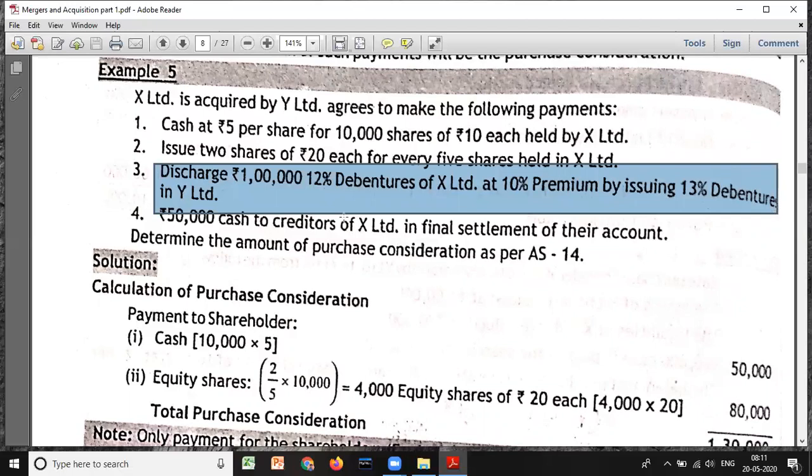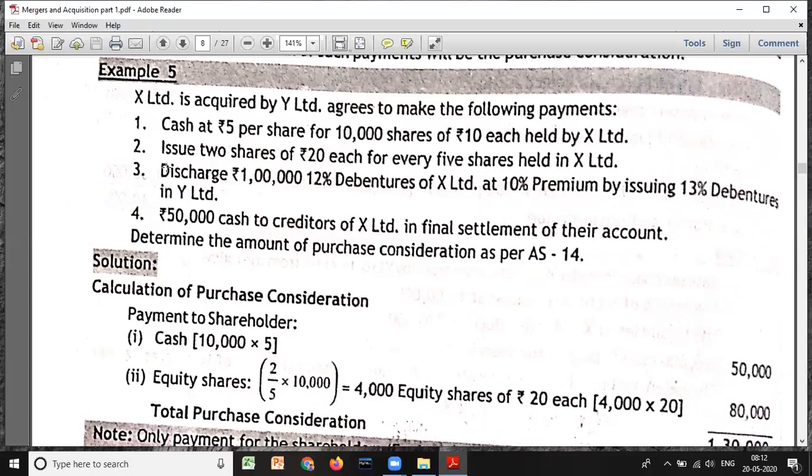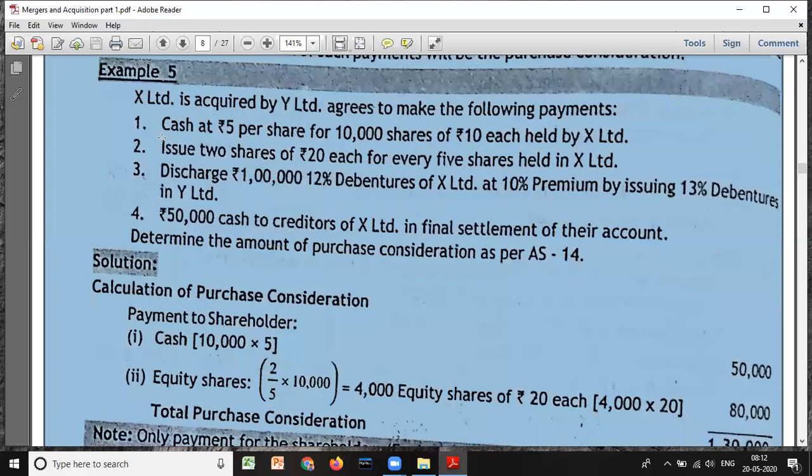And look here, 50,000 cash to creditors of X Limited in final settlement of their account. This one also should not be taken, because I've told you, whenever liabilities are taken over, we will pass separate journal entries. It is not required here. We can write it under the realisation account. So liability should not be taken. Only the mode of payment, that is cash and issue of shares, you have to take.